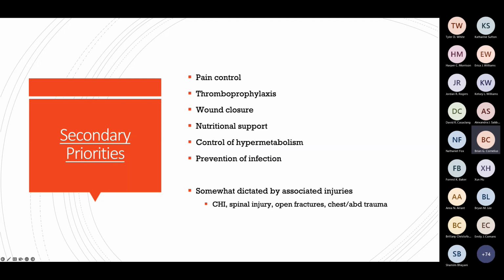Other things, trying to control that hypermetabolic response. So we may use beta blockers. We may try and manage their pain. Both of those really come into play to try and reduce that metabolic response, which is going to increase all those demands. Things we can do to prevent infection.